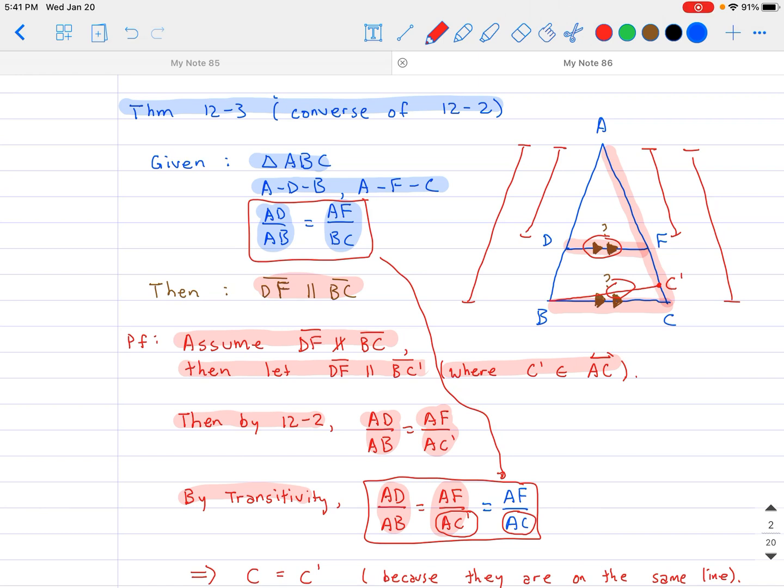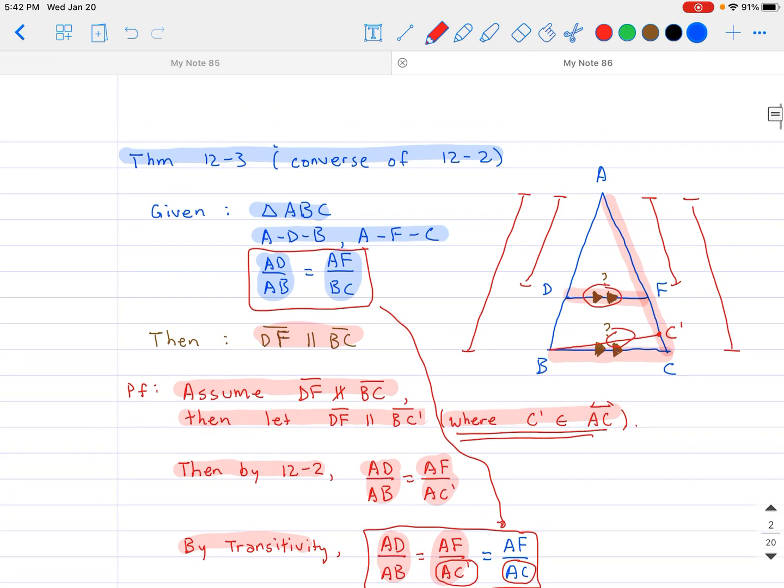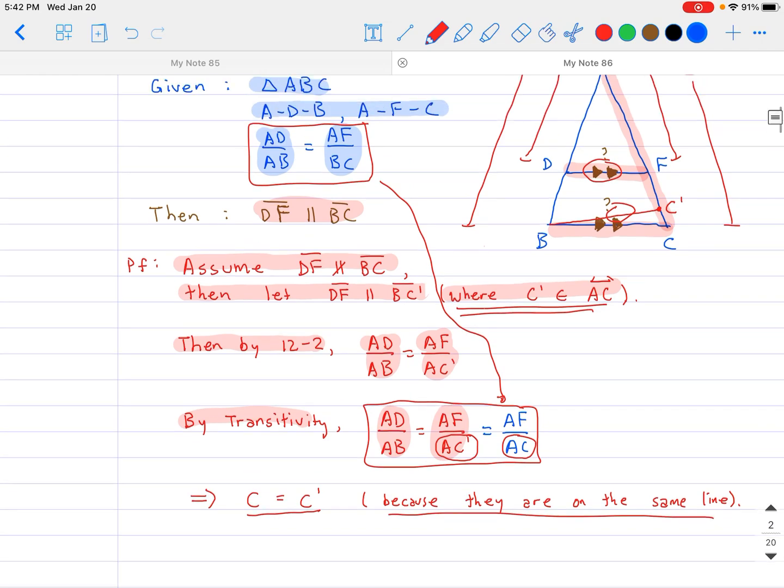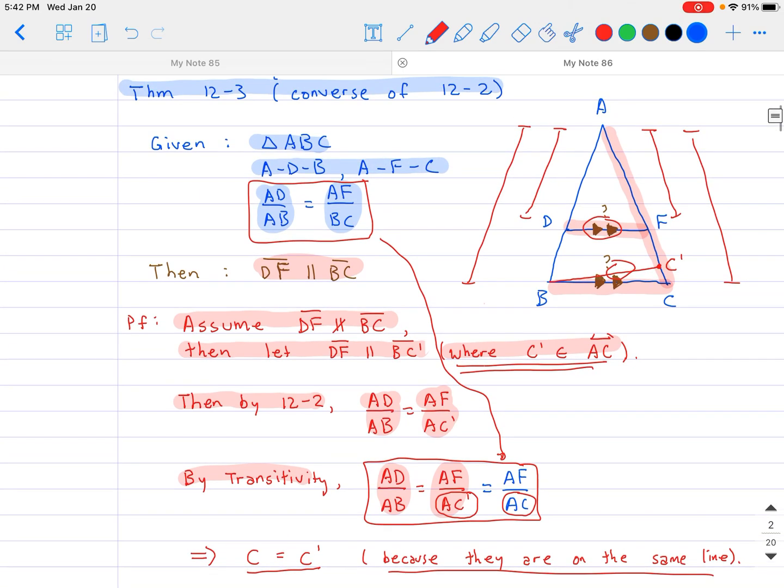Since we have AC prime on the bottom and we have AC on the bottom, and remember, C prime is a point that's on the line segment AC, then therefore C has to be the same thing as C prime because they are all on the same line. Okay, so there is the converse of that theorem.